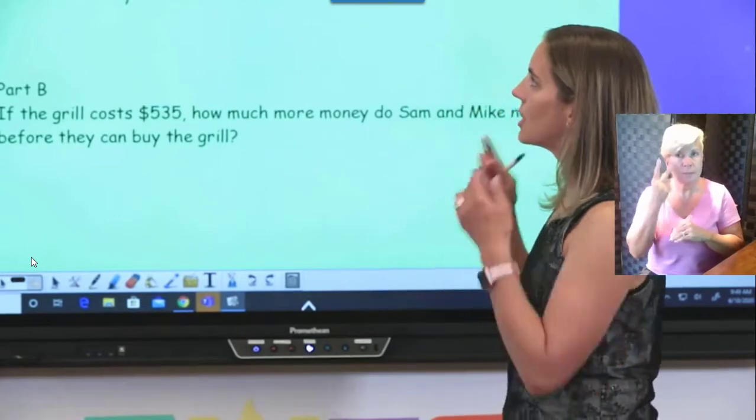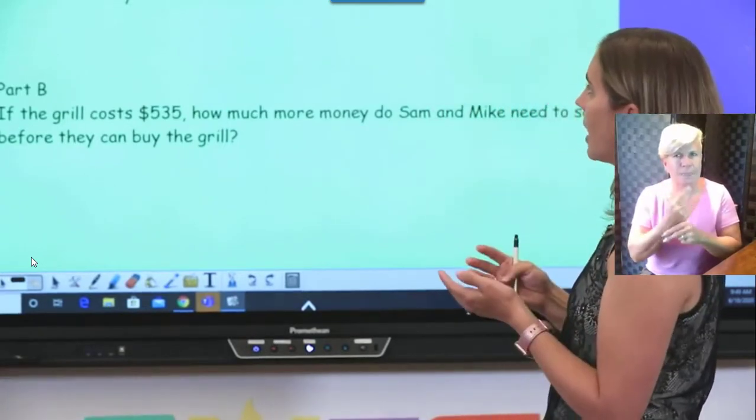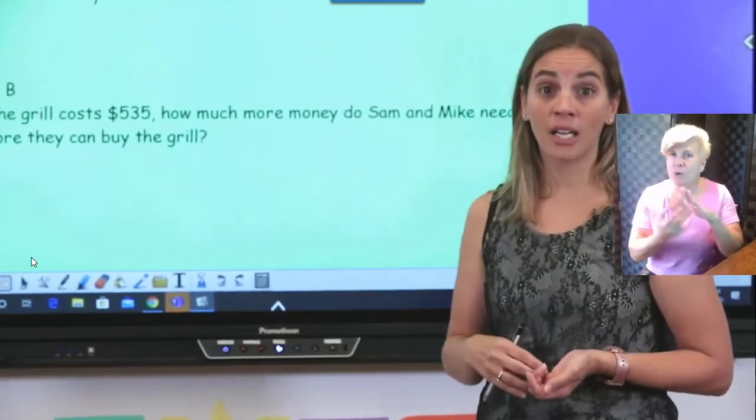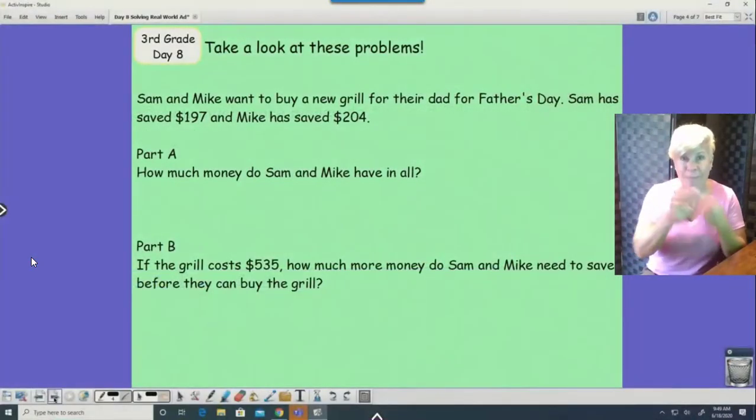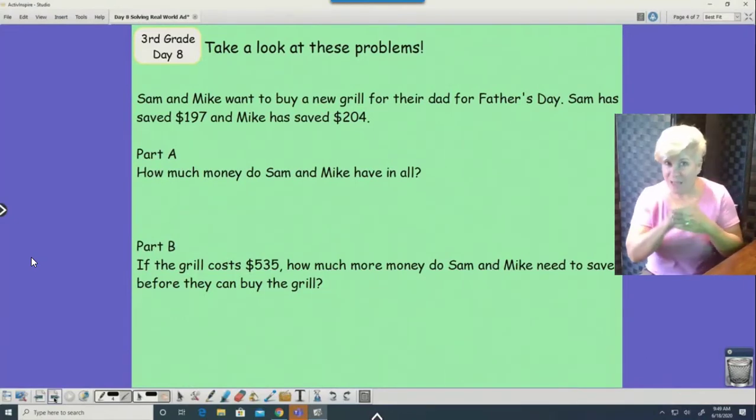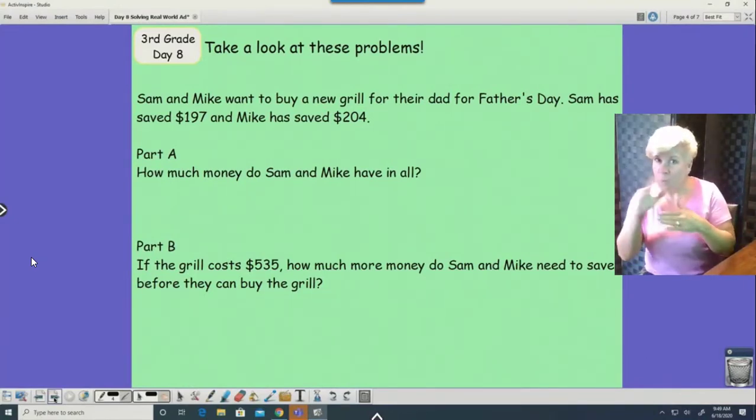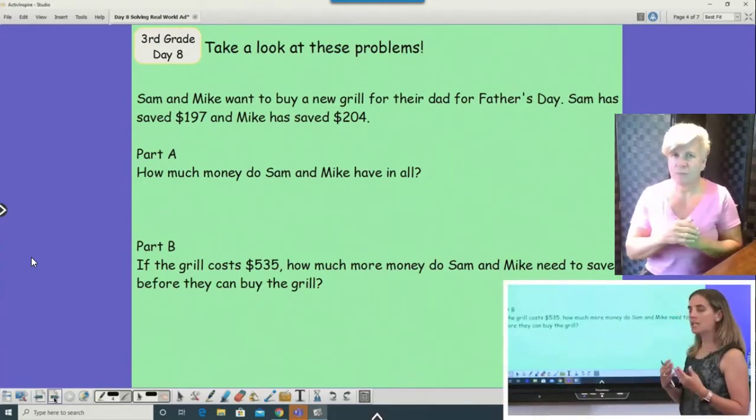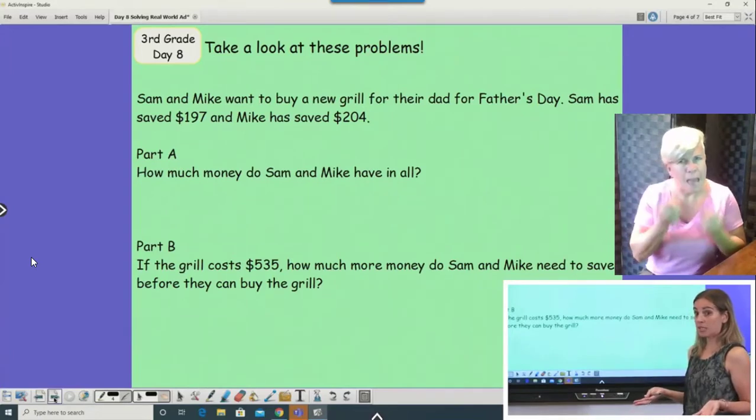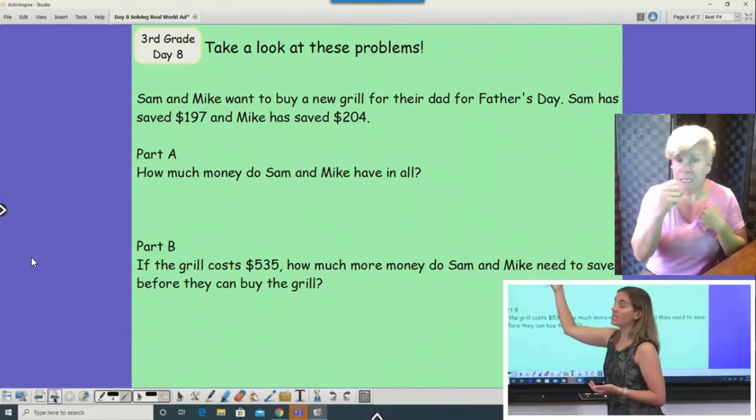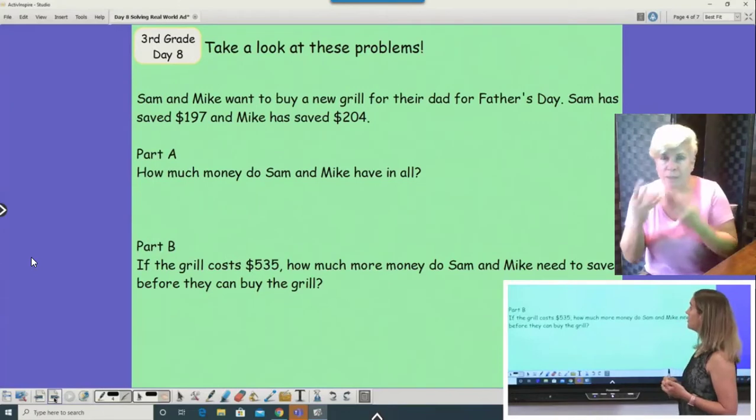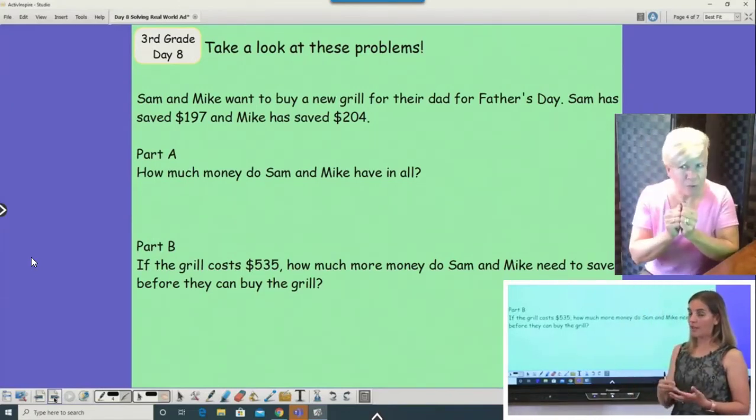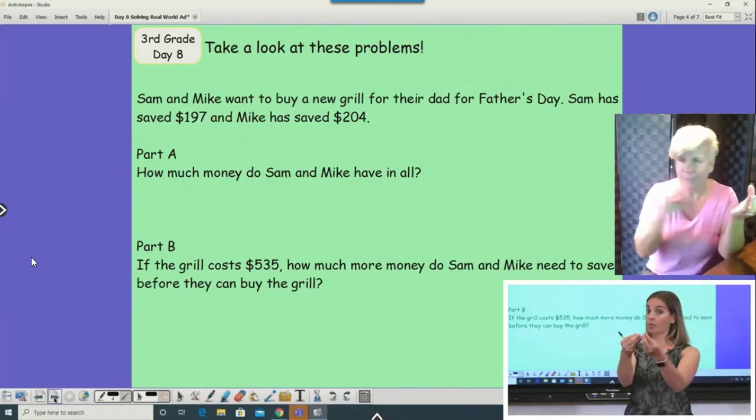Let's take a look at this first one and see what we can come up with. It says Sam and Mike want to buy a new grill for their dad for Father's Day. Sam has saved $197 and Mike has saved $204. Okay, so part A says how much money do Sam and Mike have in all? Okay, well, let's think about what we know. Do we know how much Sam has? Yeah, he has $197. Do you know how much Mike has? Perfect, 204. So if I want to know how much they have all together, then I'm going to take Sam's part plus Mike's part and put them together, right?